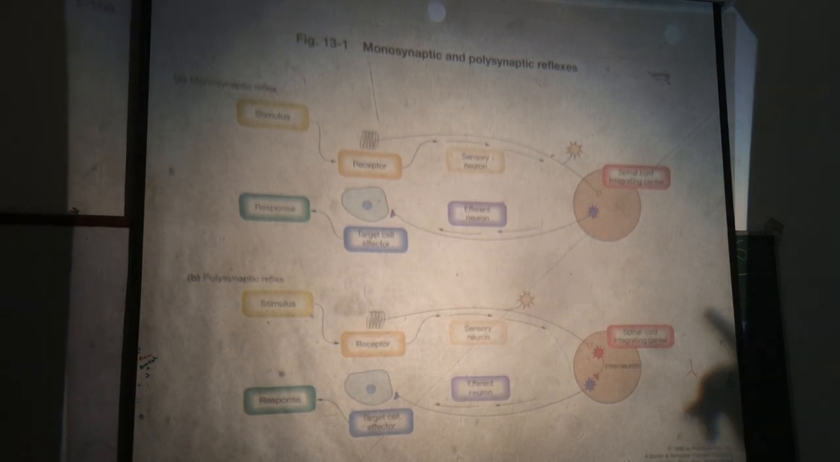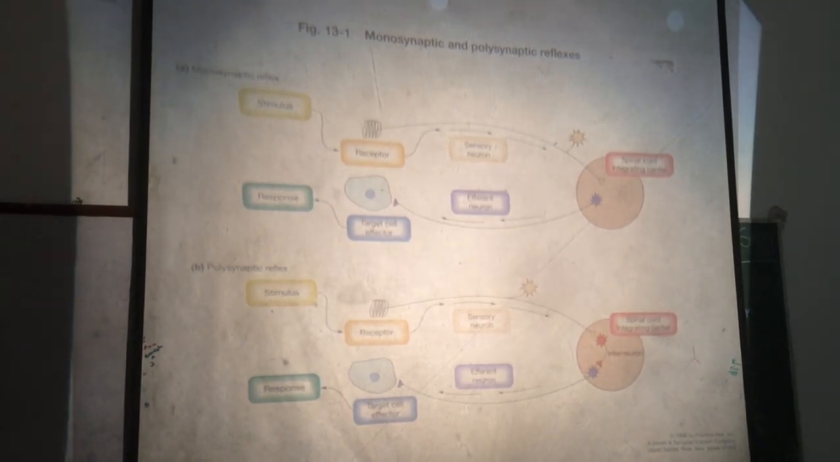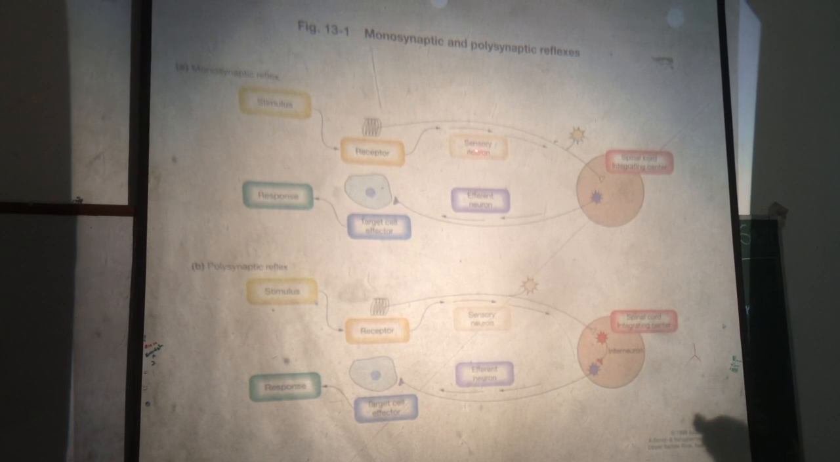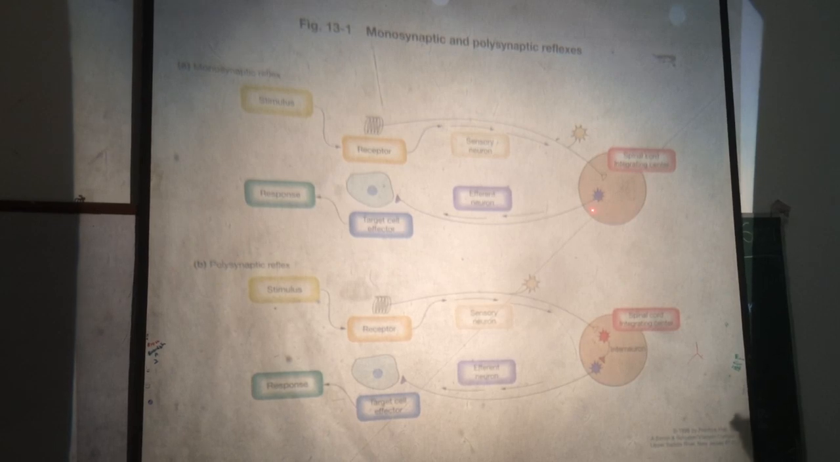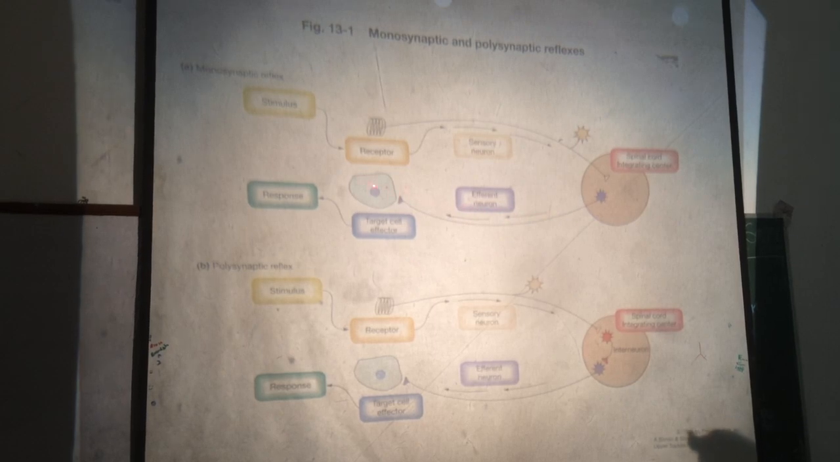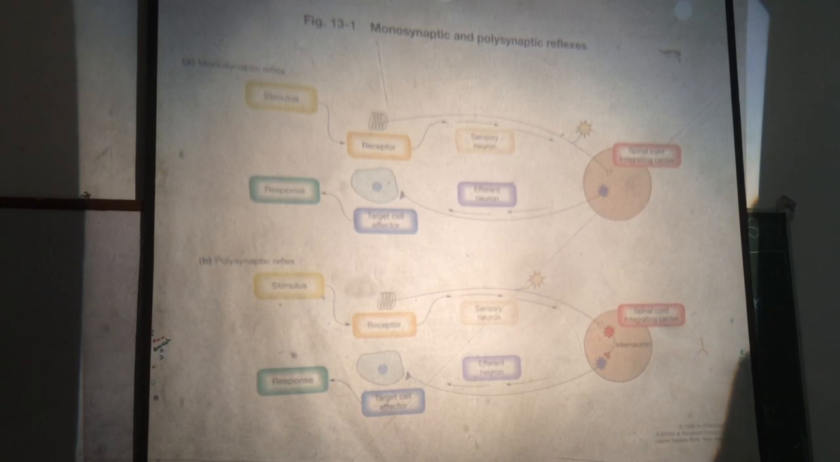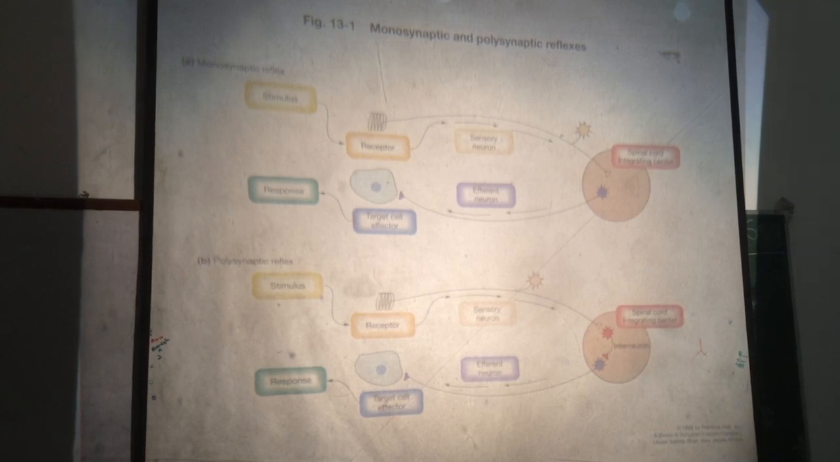There are 5 components of the reflex arc. What are these 5 components? Receptor, sensory or afferent neuron, the center, efferent neuron, and then the target cell or the effector. These are the 5 components of the reflex arc. Receptor. The receptor responds to stimuli.